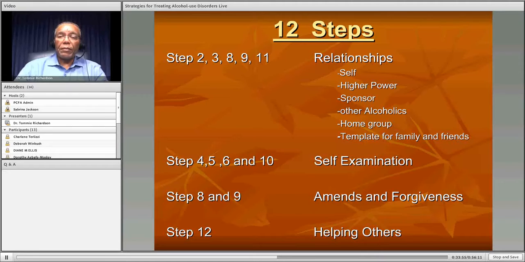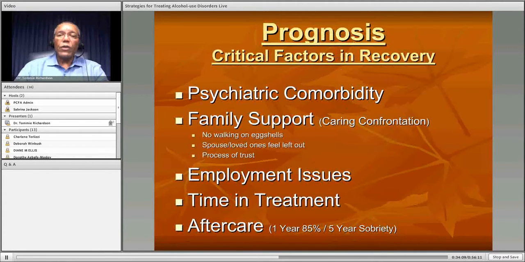Once that person has reached the 11th step, then the 12th step is all about giving back and helping other people who suffer from addiction. The prognosis, critical factors in recovery. If a patient has a psychiatric comorbidity, i.e. depression, bipolar disorder, schizophrenia, or anxiety, all these have to be addressed. If they are not addressed, then the chances for relapse are significant.